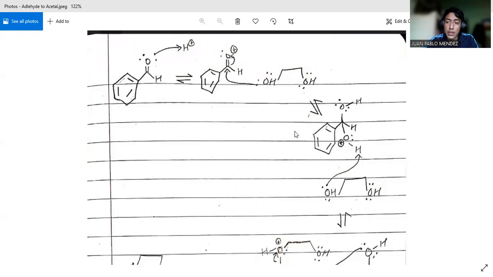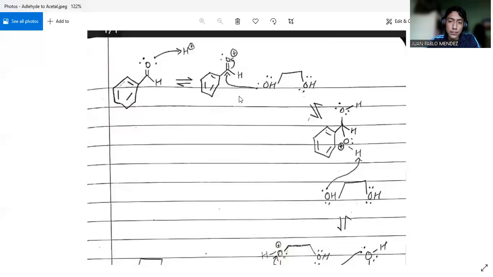This is the reaction of benzaldehyde with ethylene glycol under acidic conditions. And I already pre-made the drawing so that I don't spend too much time. So here I go. So first, the aldehyde is activated when the oxygen is protonated under acidic conditions.